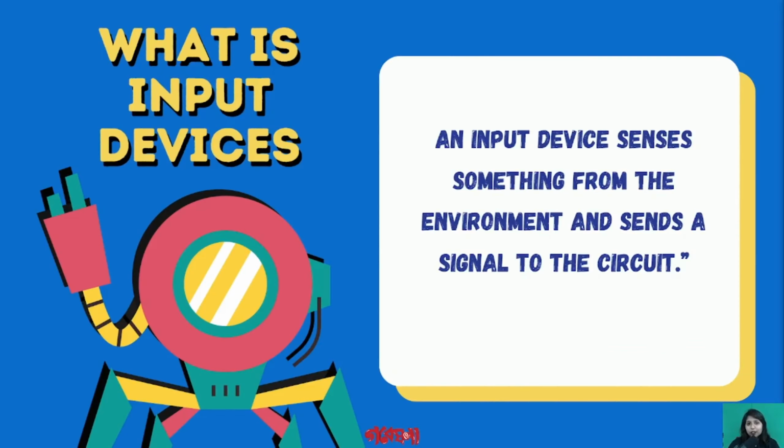So what is an input device? An input device is something that collects information from the environment and sends a signal to a circuit. So it tells the circuit to start working or sends some information. There are some input devices. These are sensor, switch and button. A sensor takes information from the environment. A switch turns the circuit on and off, and a button sends a signal when pressed.